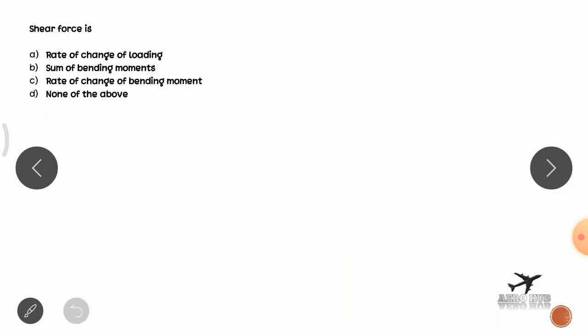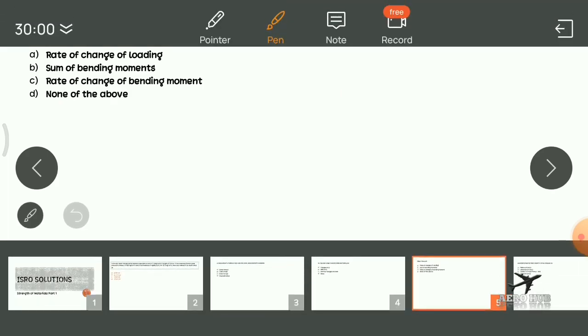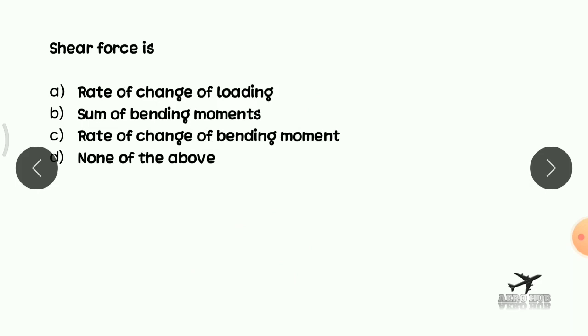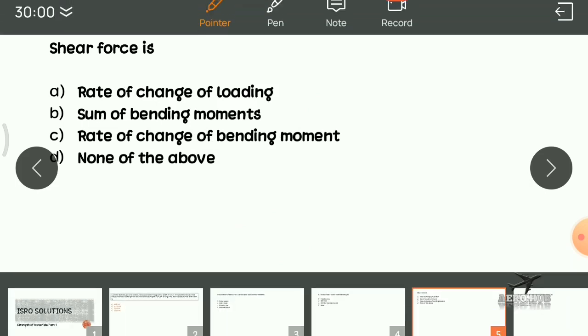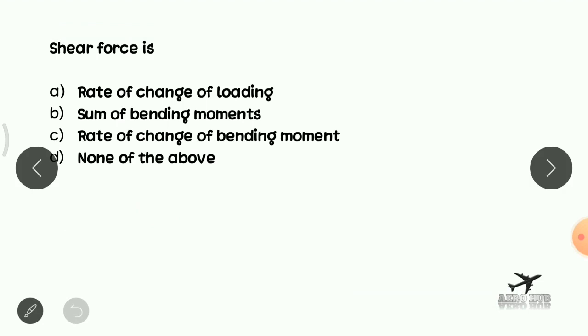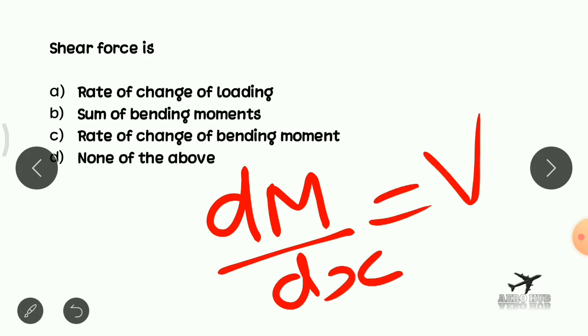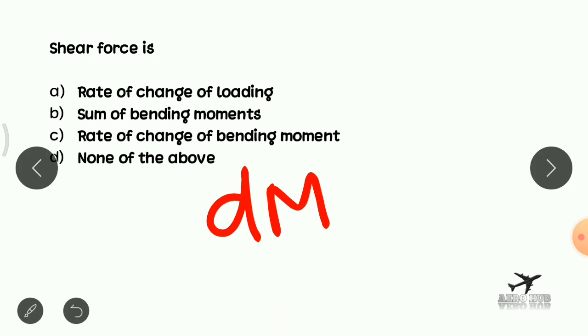Next question. Shear force is rate of change of loading, sum of bending moment, rate of change of bending moment, none of the above. From the theory of bending, we have one of the important results. Rate of change of bending moment is always equal to the shear force, and the rate of change of shear force is loading. The rate of change of bending moment will always be equal to the shear force.